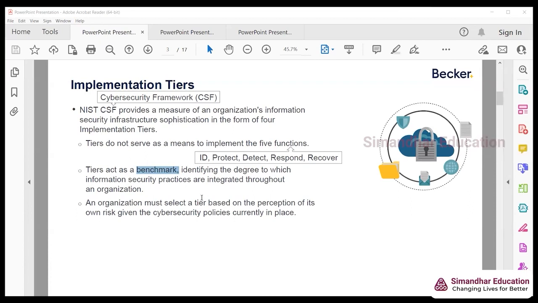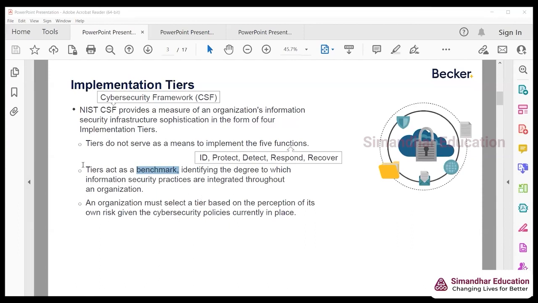So that is the benchmark against which we can check our performance. This is a relative term, and it varies from organization to organization. Let's say, for example, some person can have the benchmark that I am going to score 99 in CPA, all 4 parts. Someone will have a benchmark of 80, someone may have a benchmark of 75. It differs from person to person.